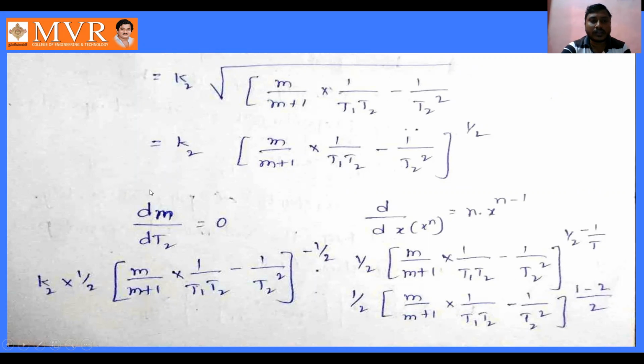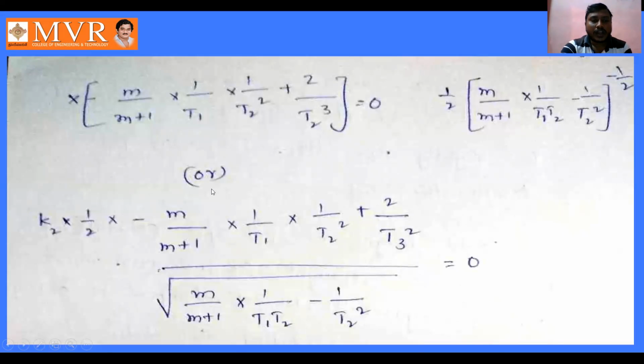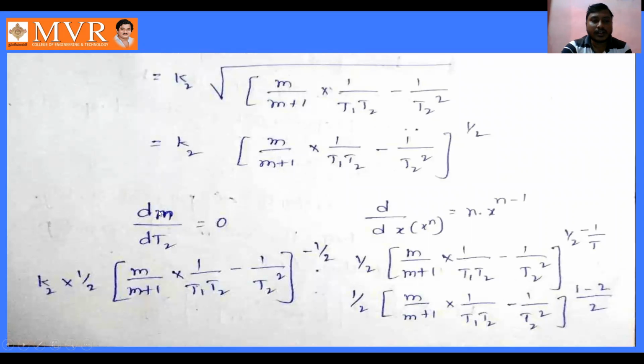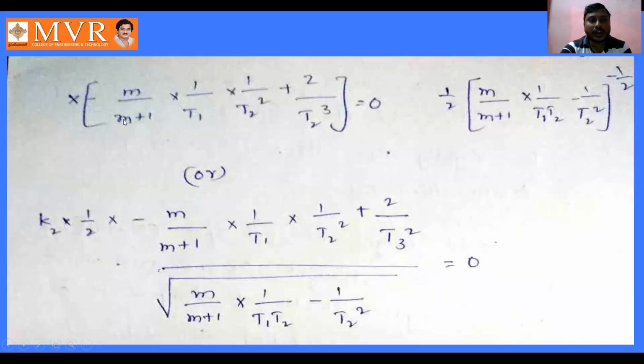Hence we have written the equation here: k2 into half into m by m plus 1 into 1 by t1 into t2 minus 1 by t2 square into minus 1 by 2. And as we are differentiating here with respect to the m value, we need to differentiate these t2 terms also. Hence we are writing the equation m by m plus 1 into 1 by t1 into 1 by t2 square plus 2 by t2 whole cube is equal to 0.